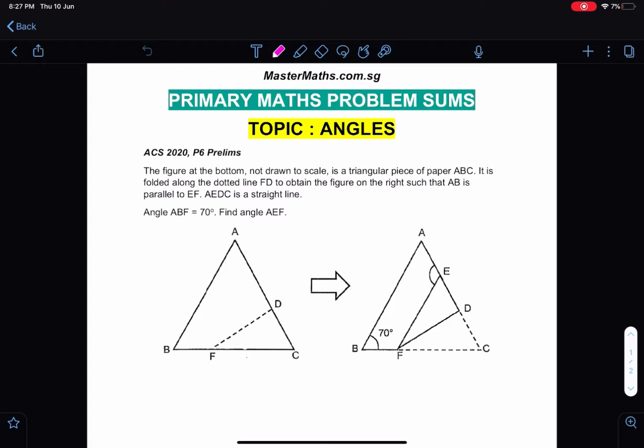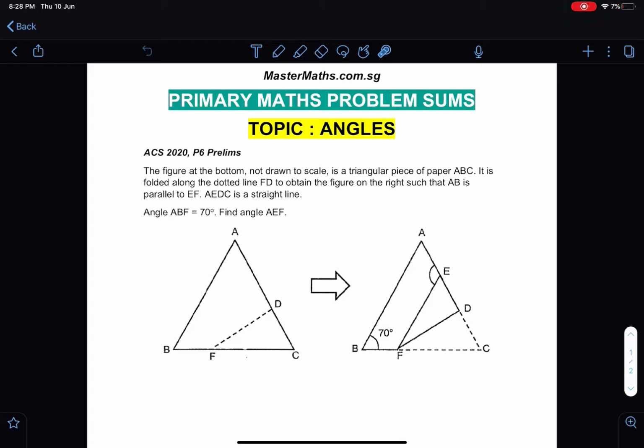Alright, let's discuss. The figure at the bottom, not drawn to scale, is a triangular piece of paper ABC. So this is the triangular piece of paper. It is folded along the line FD, this is line FD here, to obtain the figure on the right. So what happens is this side here folds in, so that you get something like this on the right side.